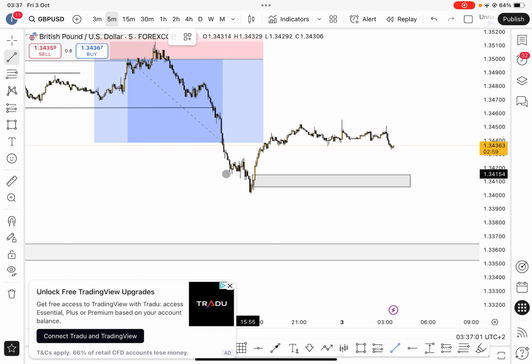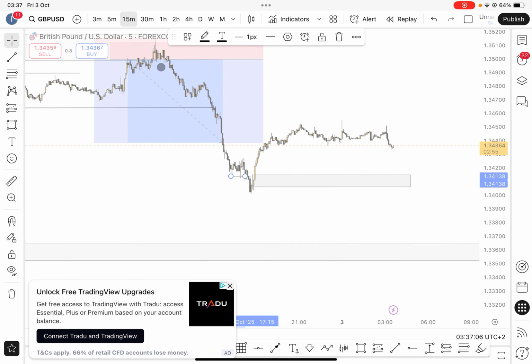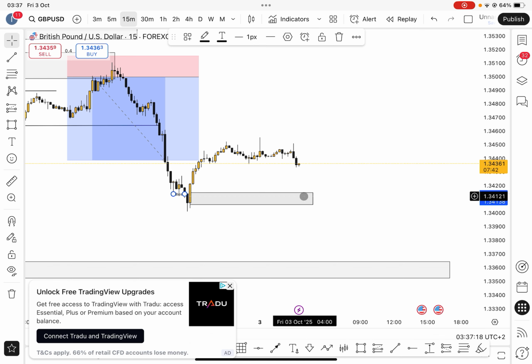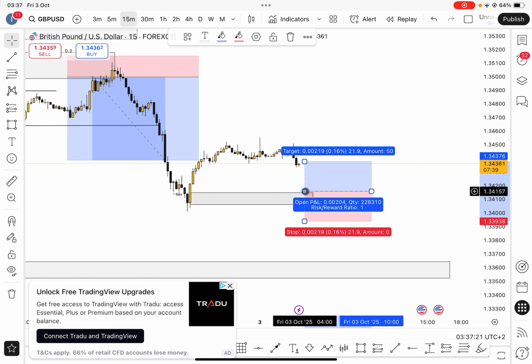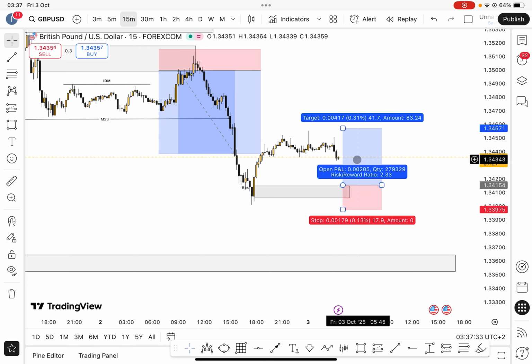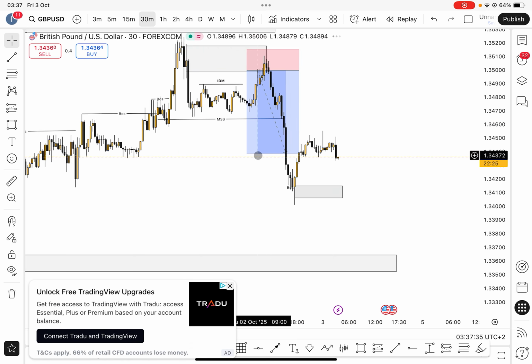This is the last break of structure from the 5 minutes time frame. Then you can actually wait for price here. You can wait for price to come back to this zone here. You can target your 1:2. Please wait for confirmation before you hop in. Then you can wait for the sell.